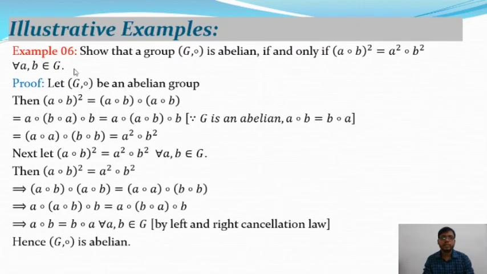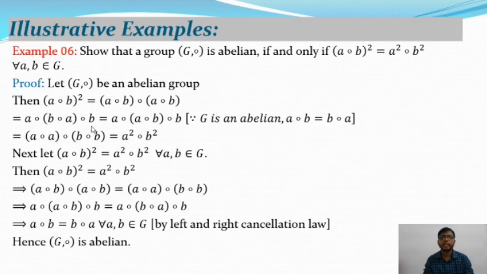So in this slide we will take one more example on the order of a group. That a group (G, ∘) is abelian if and only if (A ∘ B)² = A² ∘ B² for all A belongs to G. So let (G, ∘) be an abelian group. Okay, so that means A ∘ B = B ∘ A for all A belongs to G. Then (A ∘ B)² is equal to A ∘ B ∘ A ∘ B.